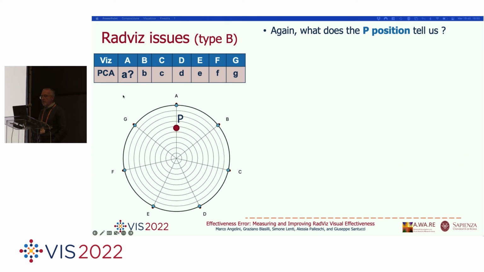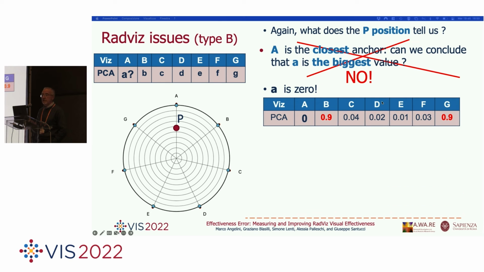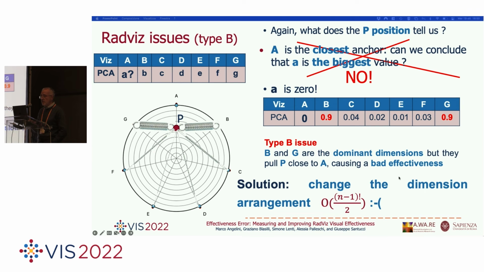Let's start again. This time it is about PCA. What does the P position tell us? A is the closest anchor. Can we conclude that A is the biggest value? No. A is 0. Because B and G are the dominant dimensions, but they pull P very close to A, causing a bad effectiveness. The solution: change the dimension order, rearrange them. It is intractable.